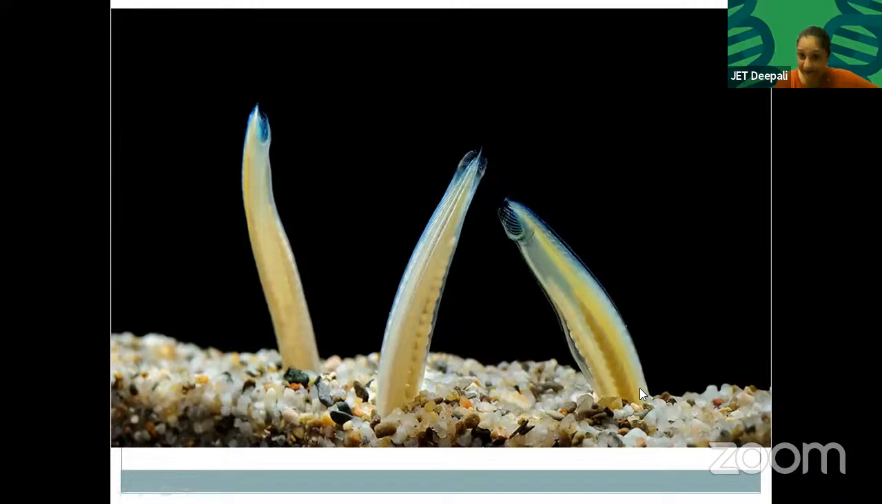You can see they have a fish-like body. This is the ventral surface, and this is the dorsal surface. You can see they have muscular bands at the dorsal surface and at the lateral surface, not on the ventral surface. This is ventral, this is dorsal, and these are the lateral surfaces.